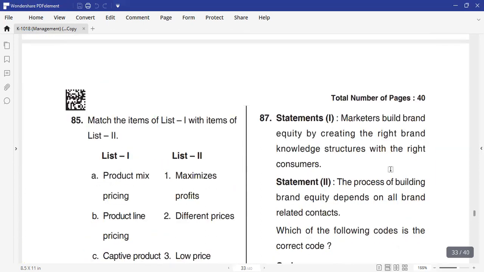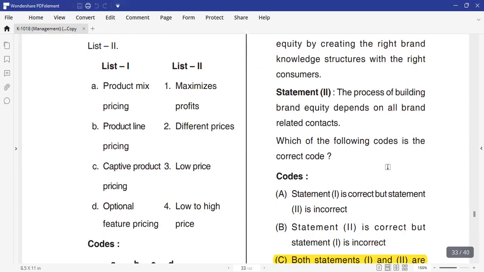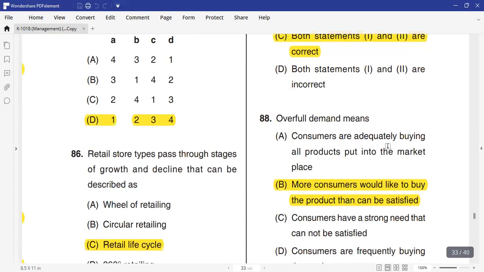Statement 1 and 2 for 87th question. Marketers build brand equity by creating the right brand knowledge structures within the right consumers. Statement 2, the process of building brand equity depends on all brand related contacts. Which of the following codes is the correct code? So both statement 1 and 2 are correct. 88th question, overall demand means more consumers would like to buy the product that can be satisfied. That means if the demand is overall, it basically means that the consumers are ready to buy the products quite often to satisfy their need.